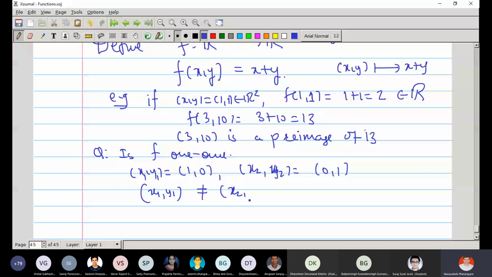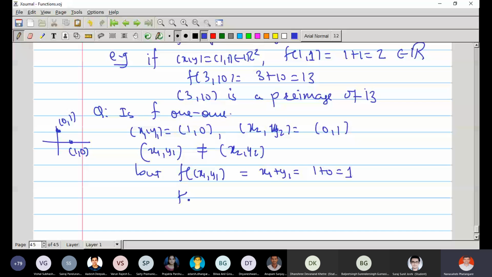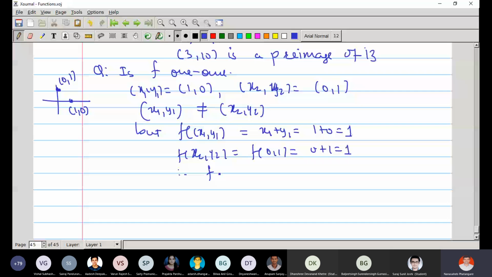But what is f of x1 y1? 1 plus 0, that is 1. And what is f of x2 y2? 1. Right? Ultimately, f of x1 y1 is the same as f of x2 y2. What does it mean? Distinct elements map to the same element, their image is the same. I have two distinct elements x1 y1 and x2 y2, but their image is the same, which is 1.